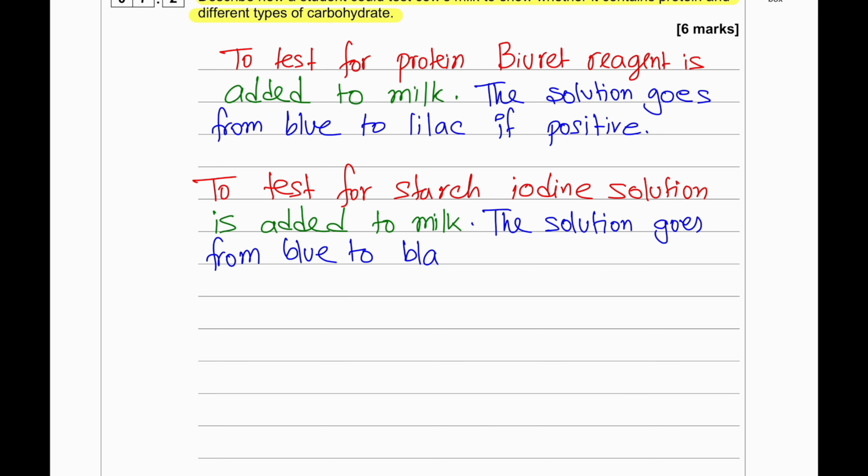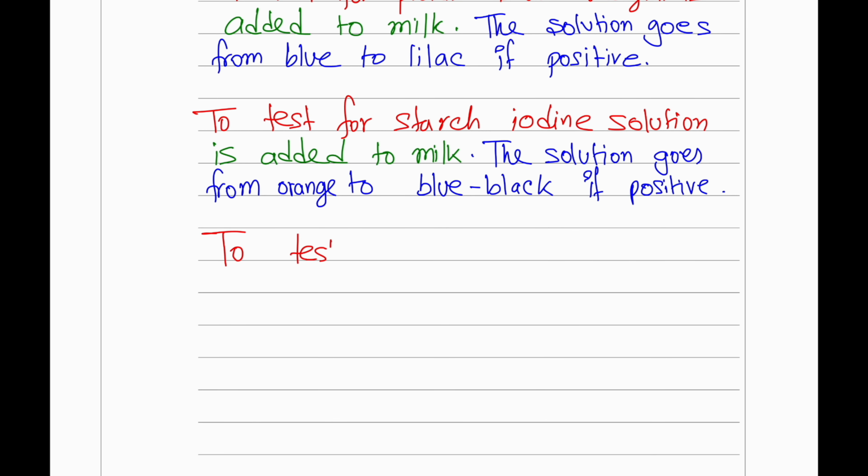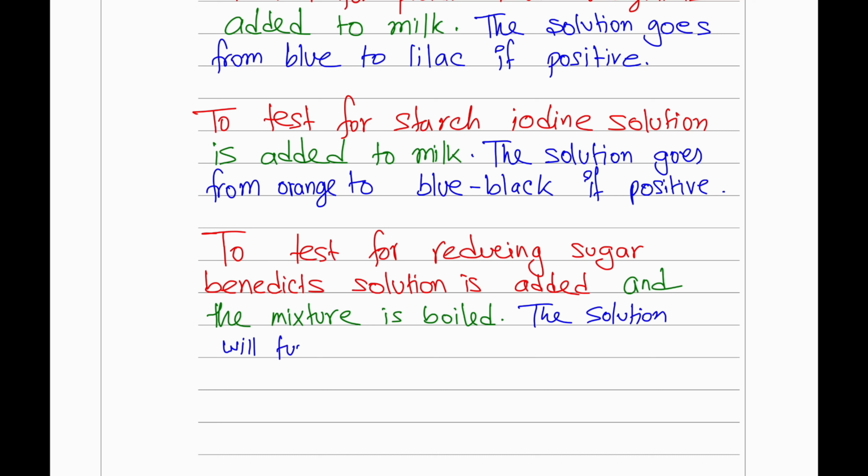Now, if the student wants to test for reducing sugar, the student will use Benedict's reagent. So the student will add the Benedict's reagent solution to the milk, and then the student will heat it to 95 degrees Celsius, or boil it, and the solution will go from blue to brick red if there is reducing sugar present.